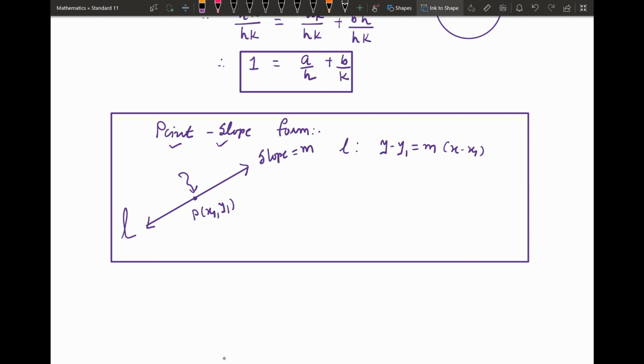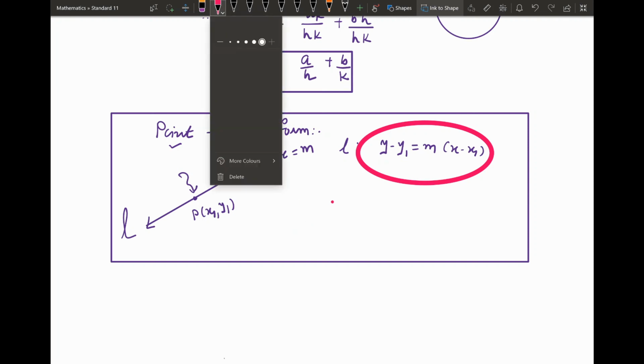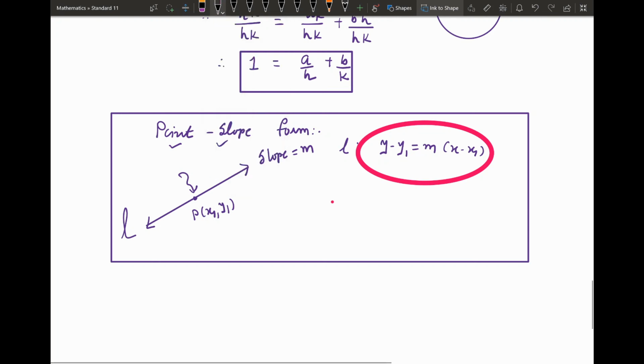So this standard equation, y minus y1 equals m into (x minus x1), is point slope form. So you should be familiar with two things, point and slope, then you can get its Cartesian equation.